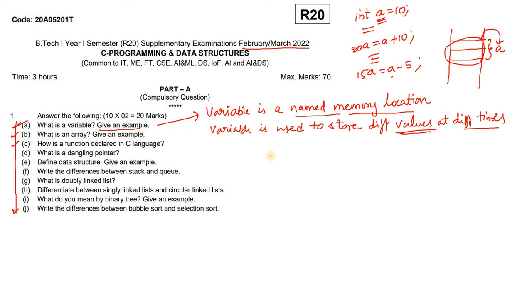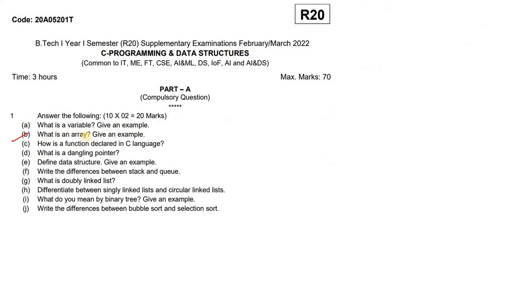He also asked to give an example. So you simply write like this: int a is equal to 10, a is an integer variable. Next one is float b is equal to 10.5, here b is a floating point variable. That's enough.